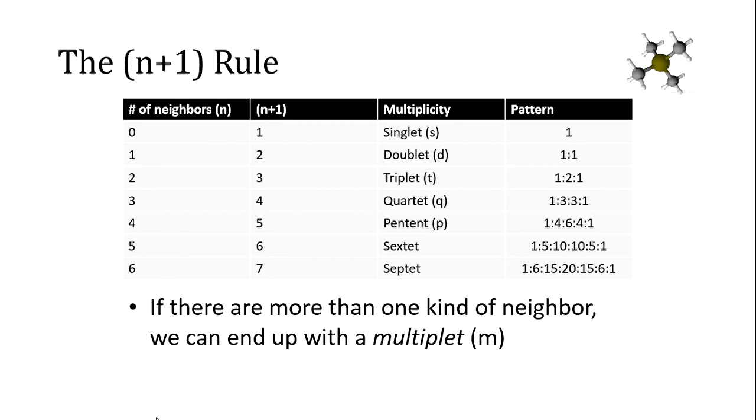If there is more than one kind of neighbor, sometimes we can end up with a multiplet, which we represent with the letter M. Complex splitting is covered in an upcoming video. Sometimes with more than one kind of neighbor you can't tell because they're pretty similar, and sometimes weird things can happen.